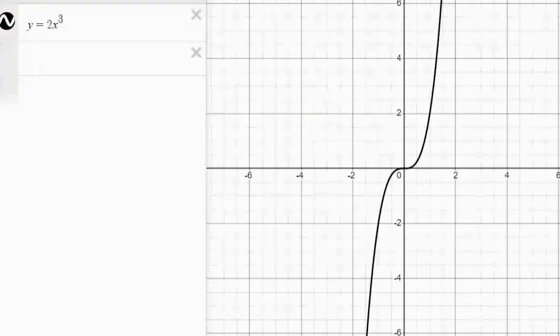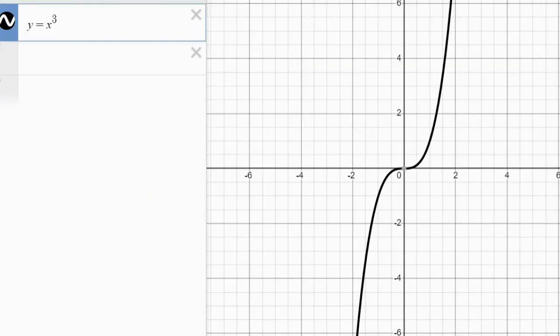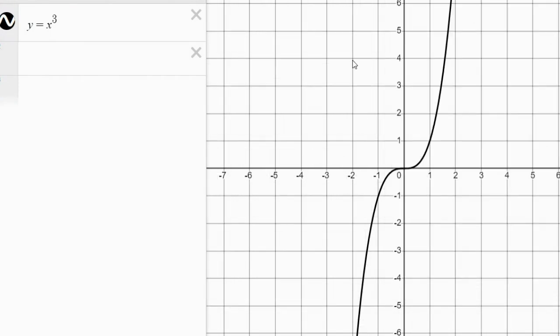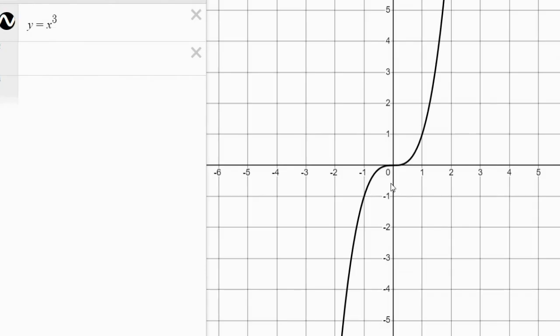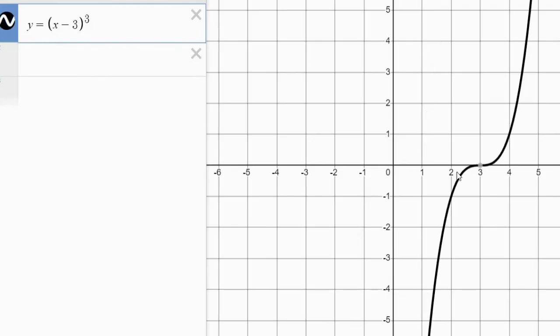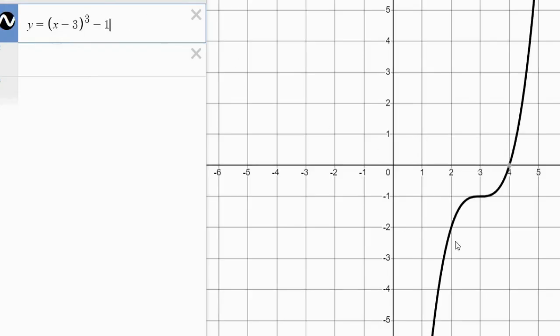Let's see that over here. That's just x to the 3rd. Let me change this to go by 1s. So now this is just by 1s. So if we change this to x minus 3, minus 3, and see, it moved over to the right 3 spaces, and then minus 1. Now our turning point is down here at 3, negative 1. It was at the origin, but it went right 3 and down 1 because we translated it by adding numbers to the equation.